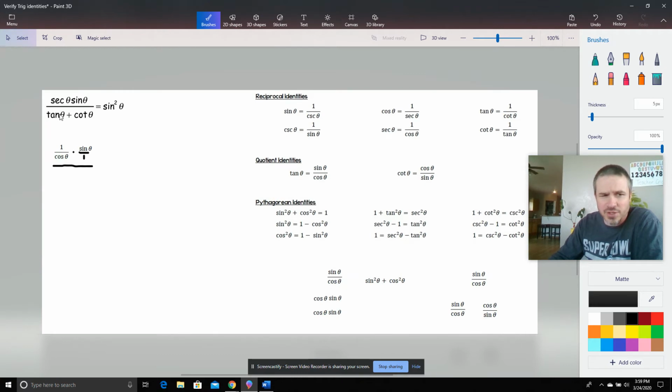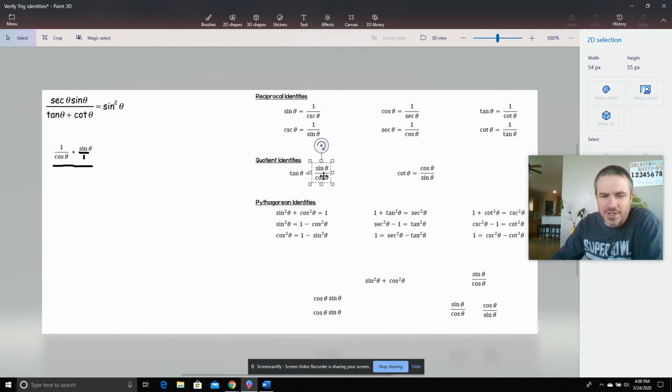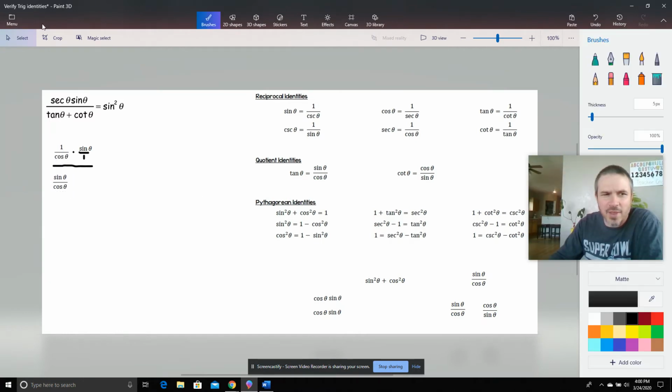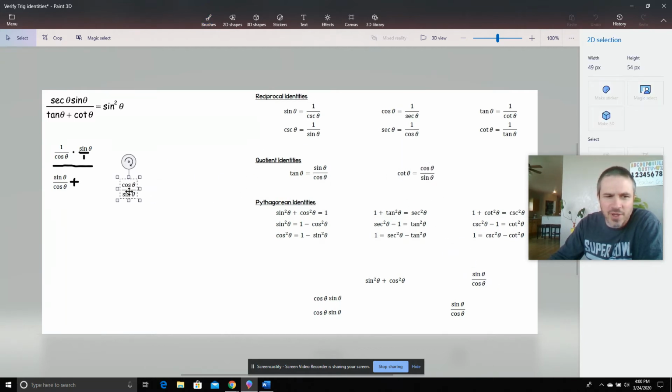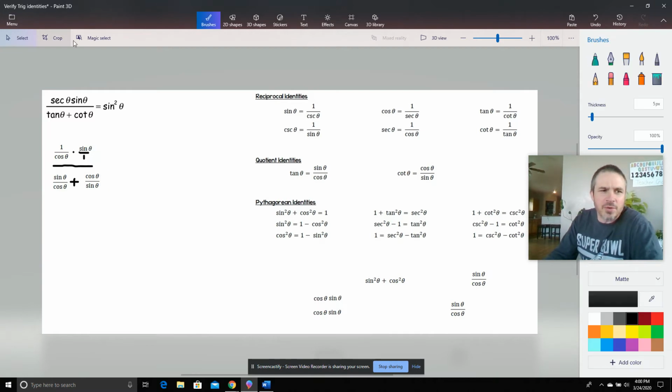From there, I want to turn tangent into sine and cosine. We can do that by looking at the quotient identity, tangent equals sine over cosine. So we're going to put that there. And then we've got this plus in the middle, so we're still adding here. Then we want to turn cotangent into cosine over sine. So just turning everything into sines and cosines here. Now you can see we've turned everything into sines and cosines.